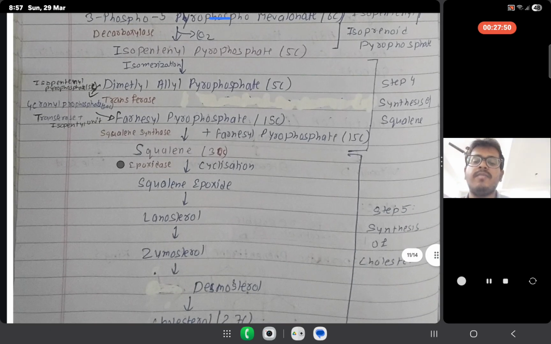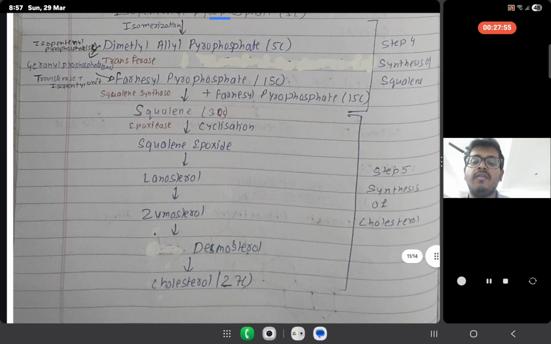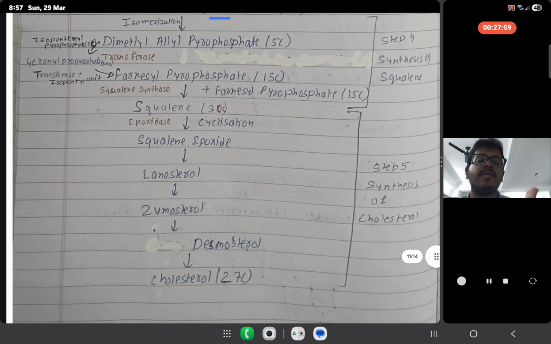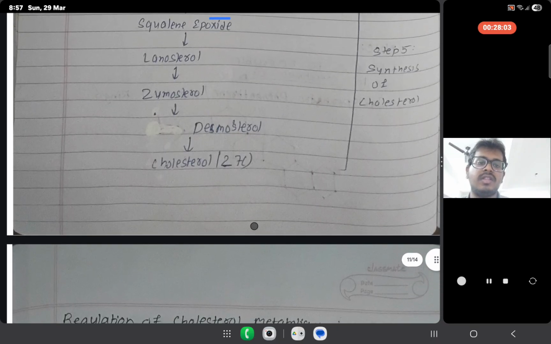In the presence of an epoxide, cyclization occurs and a cyclic epoxide is formed. Then lanosterol, zymosterol and desmosterol are formed, and then cholesterol, that is a 27 carbon compound. This is the synthesis of cholesterol.